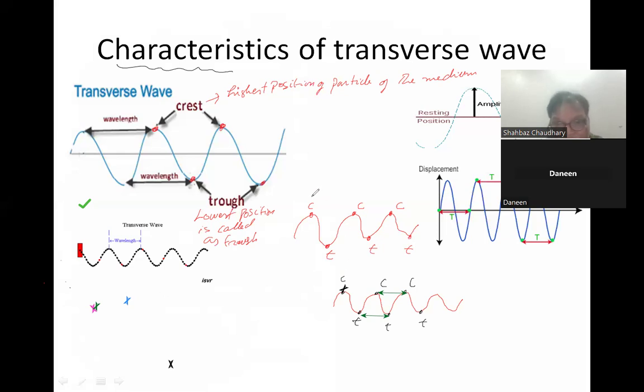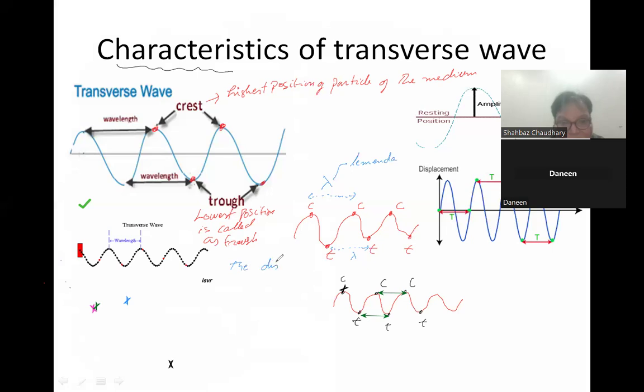Look at this one. This is the distance between two adjacent crests, and it is represented by this sign. This sign is a Greek letter called lambda. What is lambda? It is the wavelength between two adjacent crests. Also, this is the distance, also the wavelength, between adjacent troughs.